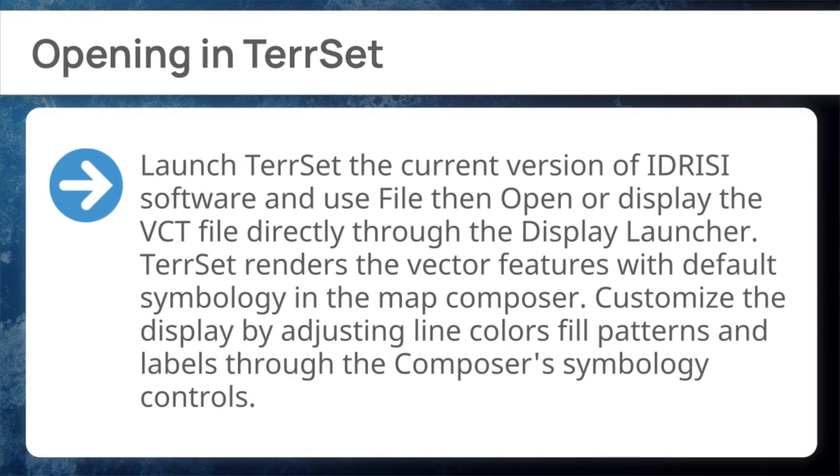TerrSet, the current version of IDRISI software, and use File, then Open, or display the VCT file directly through the display launcher. TerrSet renders the vector features with default symbology in the map composer. Customize the display by adjusting line colors, fill patterns, and labels through the composer's symbology controls.